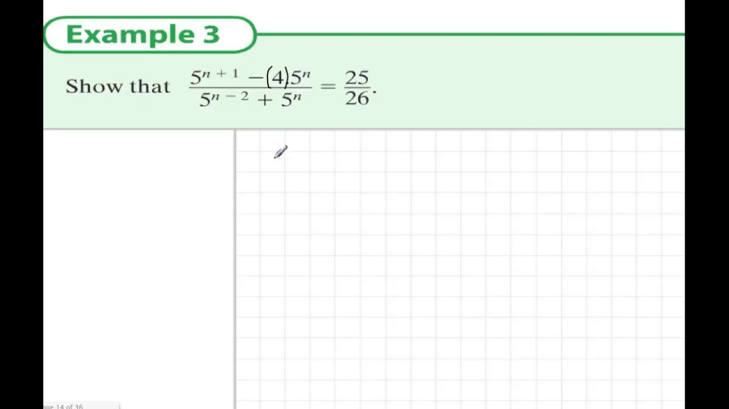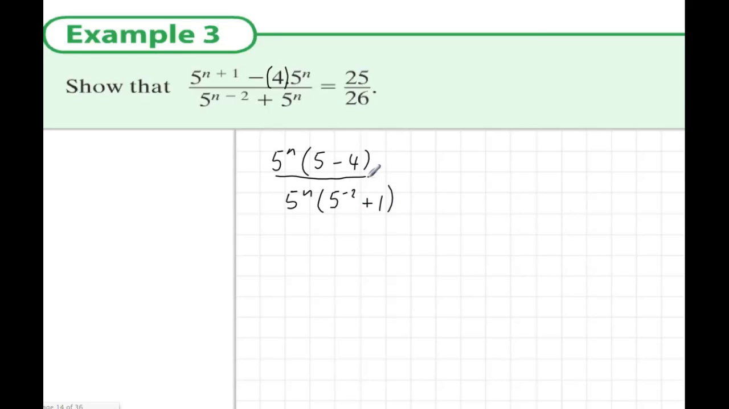You might notice that 5 to the power of n is a factor of both terms on the top. So 5 to the n plus 1 is 5 to the power of n multiplied by 5. And minus 4 times 5 to the power of n is 5 to the n times minus 4. Likewise, in the bottom, 5 to the power of n is a factor. 5 to the n minus 2 is 5 to the n multiplied by 5 to the minus 2. And 5 to the n is just 5 to the n multiplied by 1.